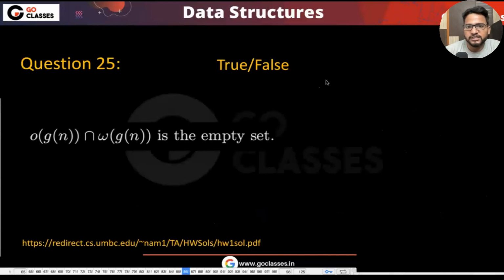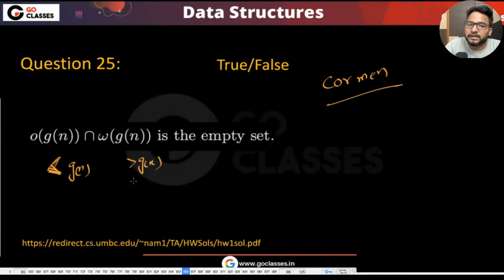Let's see this. This is from Cormen. I hope spelling is correct. No, spelling is not correct. Tell me if this is true or false. So this is saying strictly lesser than g(n), right? The function whatever you are writing is strictly lesser than g(n), or strictly greater than g(n). Can there be any intersection of that? I think this is true. There cannot be any intersection, right? So that's why this is true.